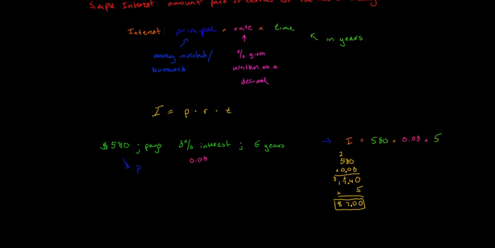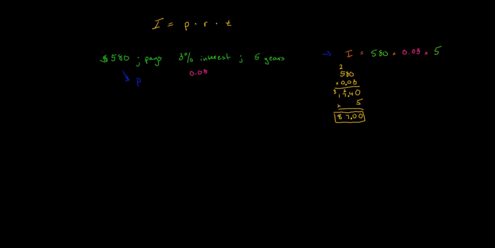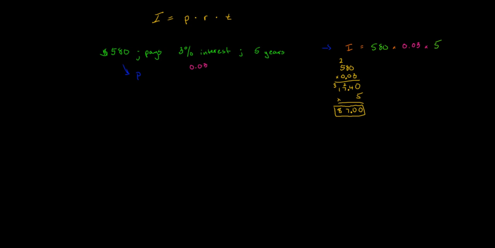Now, that's when we're paying interest, right? That's when the bank is paying interest to us. But what about if you borrow money? If you borrow money, so let's say that you have borrowed, I'll use green again for money, $12,000.